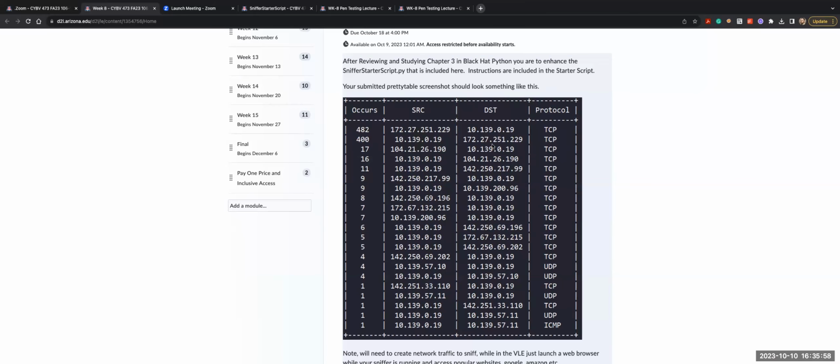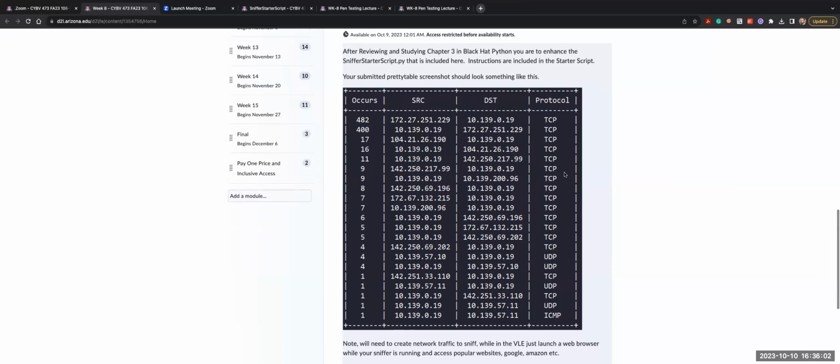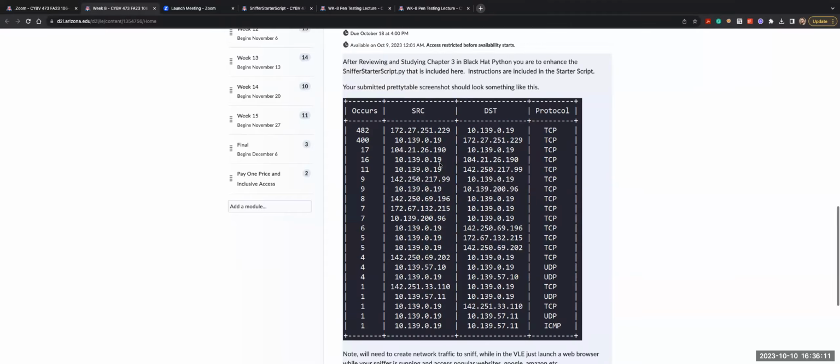It's going to need to be in a pretty table like this, because that's honestly going to help my eyes. It'll also help your eyes. So if you read chapter 3, it was already mentioned by another student that it's pretty straightforward. So if you are getting lost, maybe read chapter 3 if you haven't.